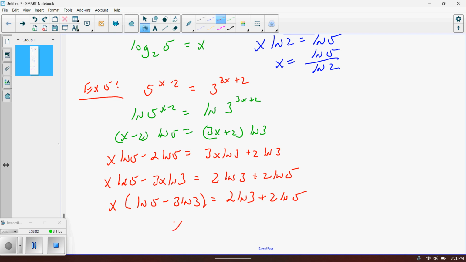So we have x equals 2 natural log of 3 plus 2 natural log of 5, divided by natural log of 5 minus 3 natural log of 3. There are ways to condense all of that, but there really is no purpose for that at this point, I don't think. I don't think it's going to simplify to a nice, easy number. So that is the answer for x.